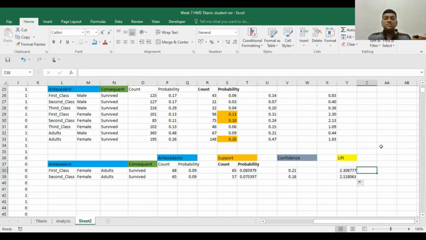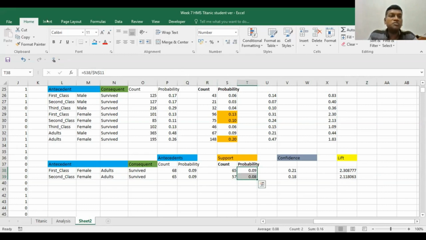So now we notice that if you are a first class passenger, if you're a female, and if you're an adult, your chances of survival are 2.3 times more than the average passenger on the ship. And similarly, if you are a second class passenger, a female and an adult, the probability of your survival is 2.11 times greater than that of your co-passengers. You would now notice that your support for both of them has gone below 10, and at this point you end the iteration.